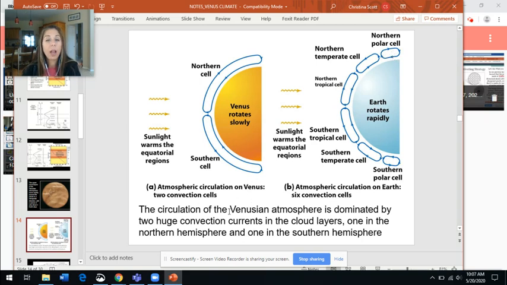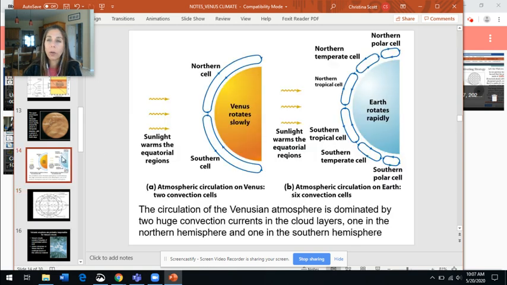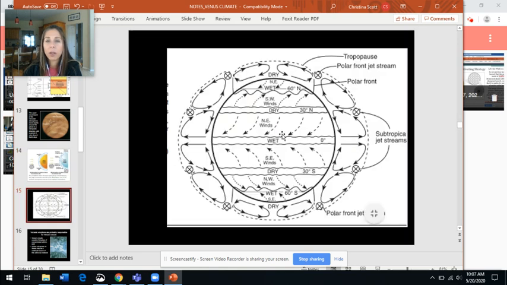The convection belts of the Venusian atmosphere are dominated by only 2 huge convection currents in the cloud layers, one in the northern hemisphere and one in the southern hemisphere. So again, you can see that the sunlight warms the equatorial regions, and there's only one northern cell and one southern cell, compared to this diagram here, matching this diagram over here from our reference table. You can see this is the equator, and we have 1, 2, 3 in the northern hemisphere, and then an additional 3 in the southern hemisphere. Okay.